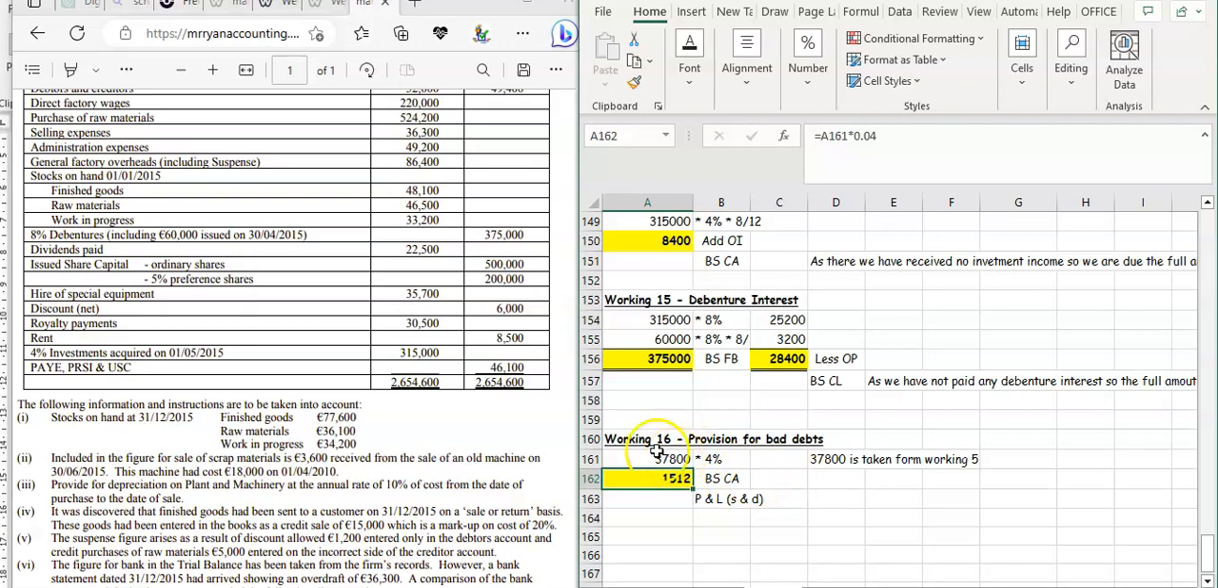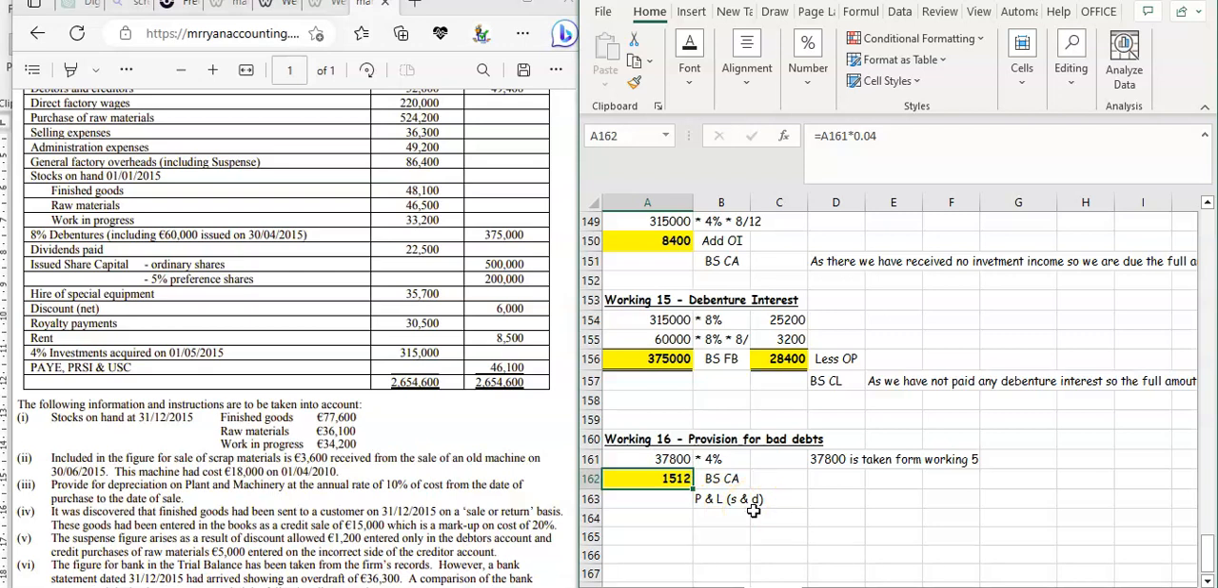So with your provision, remember you're going to take the most up-to-date figure for your debtors, which was part of working 5. So 37,800 by 4%. Our new provision for bad debts is 1,512. So we're going to take that away from 37,800 in our balance sheet as part of current assets. And then that 1,512 will go into your profit and loss account as part of your selling and distribution. And then that's all the workings done.